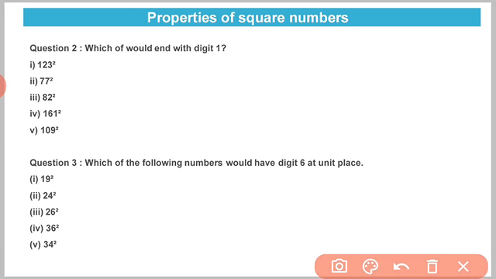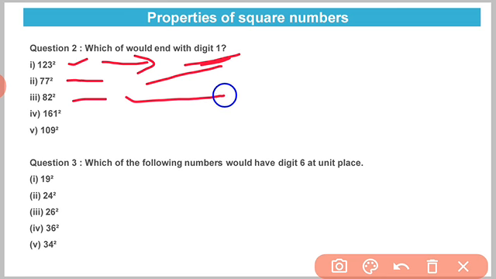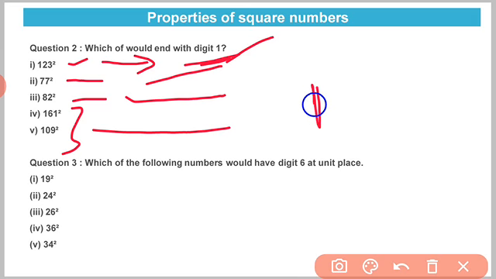So if I square the first number, that is 123, its square number will not end with digit 1. Similarly, 77 squared will not end with digit 1. Similarly, 82 squared, its square number will not end with digit 1. If I do the square of 161 and 109, then obviously their square numbers will end with digit 1.